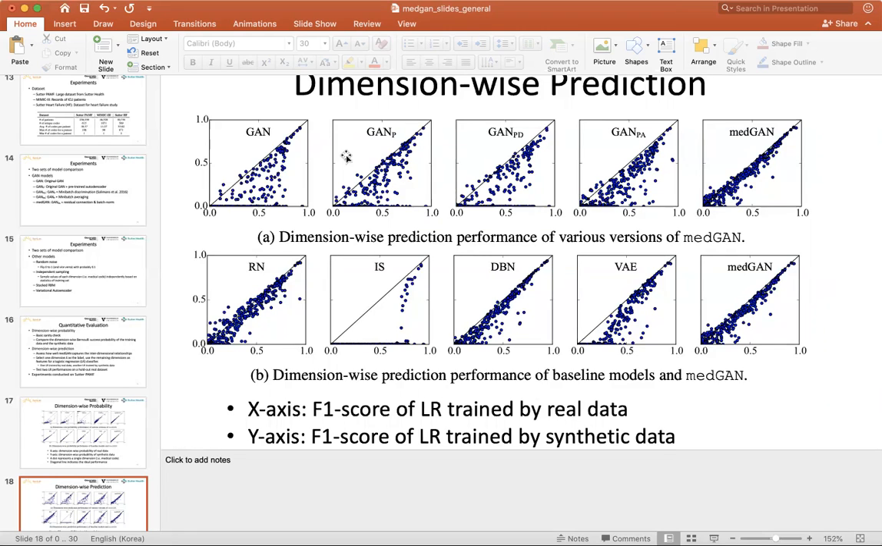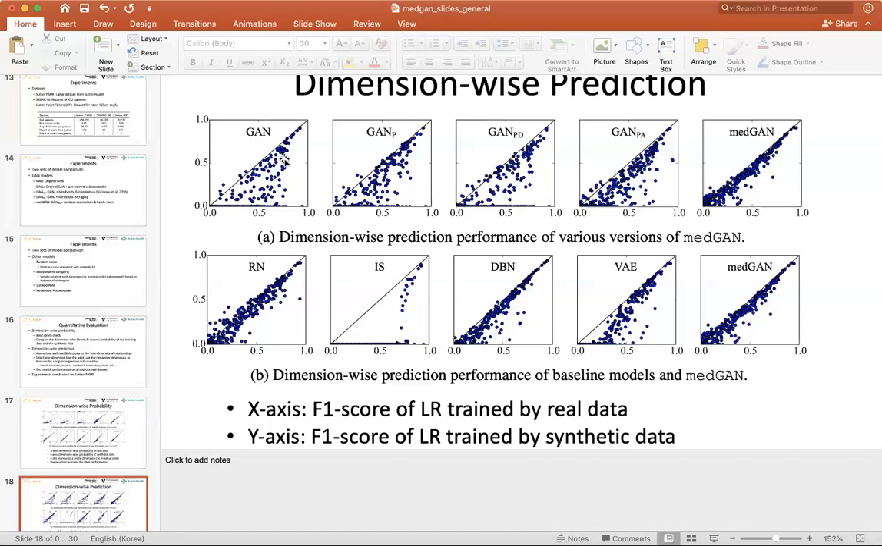This is something similar to the area under the precision-recall curve, but basically you want to balance out the precision and recall. Anyway, you calculate the F1 score of the classifier trained on the real ones, and then you calculate the F1 score of the logistic regression classifier trained on the synthetic ones, and then plot it. And again, in the same logic, the more aligned the dots are along the diagonal line, the better the synthetic data set is capturing the distribution of the real data set.